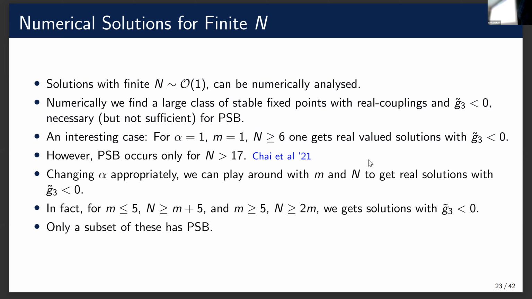Okay. One interesting case is when you have alpha equals 1, which means that the dimensions of the two fields phi1 and phi2 are the same. You have M1, which means you have a Z2 group, which is the same as O1. And you have the second group to be something like O5, for example. And you will start getting real valued solutions with G3 negative when you plug in these values. And persistent symmetry breaking occurs, however, not for any value of n, but for a value of n which is larger than 17.